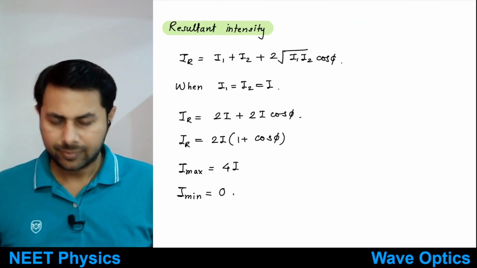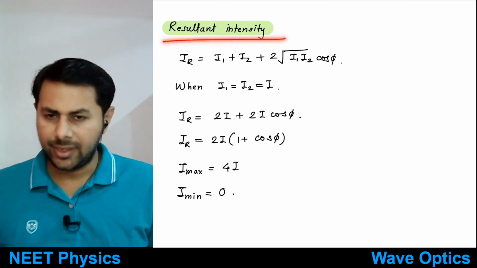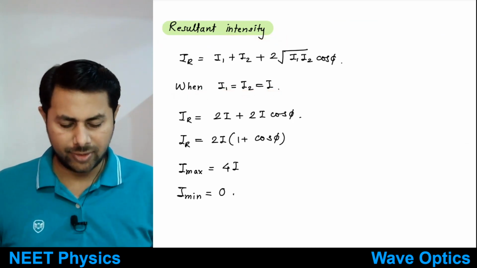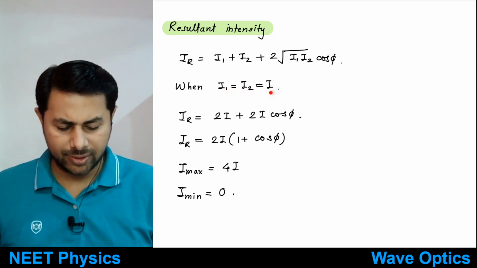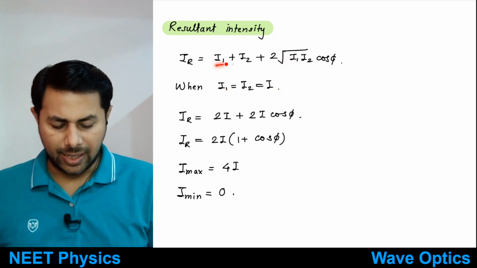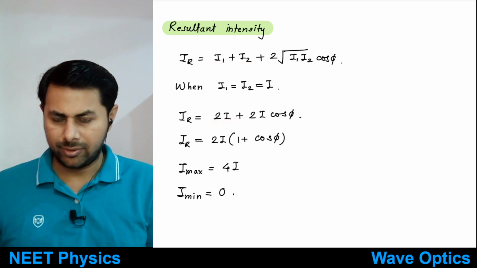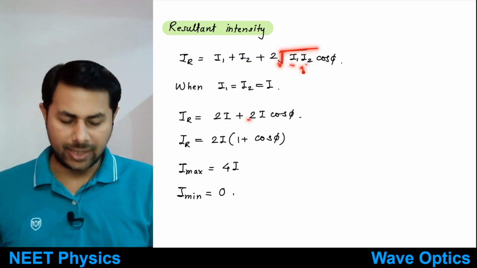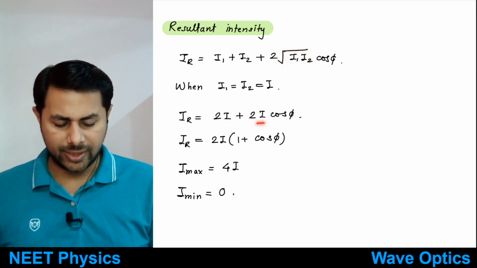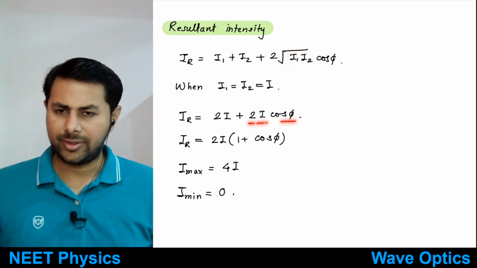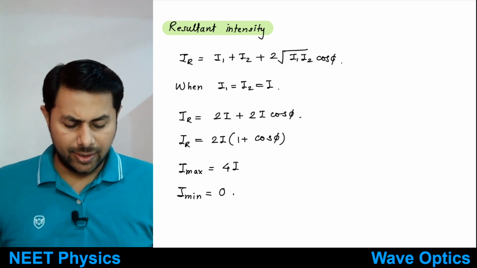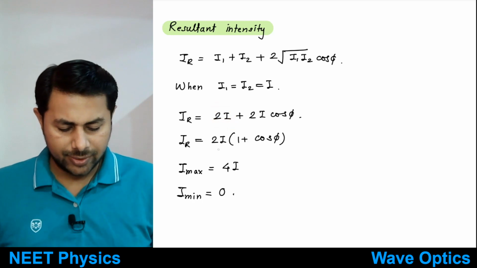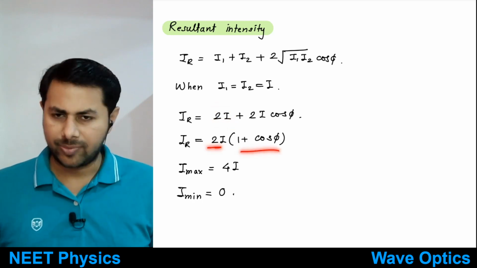Right? So then resultant intensity. So when I1 is equal to I2 is equal to I, just put that over here. What do we get? I1 plus I2 means it is I plus I, 2I, plus 2 times of this is I times I means I square. Take square root of that, you will get I. So 2I cos phi. Okay, and that is equal to, you can take 2I common. So we have 2I times 1 plus cos phi.